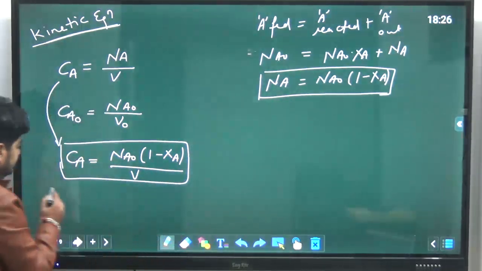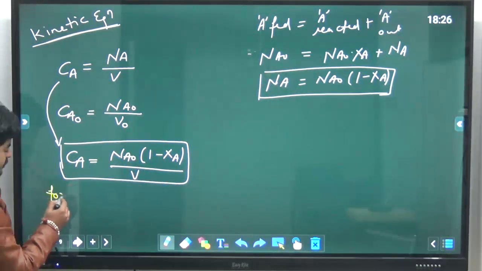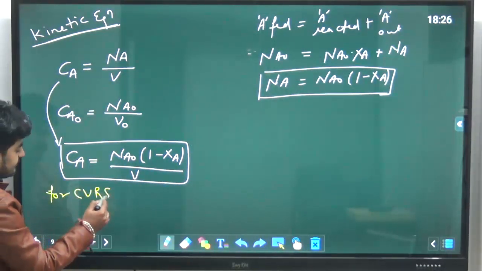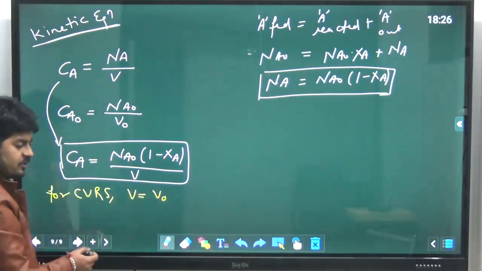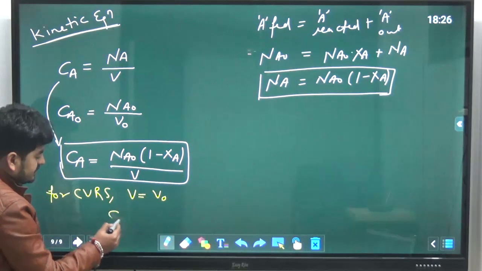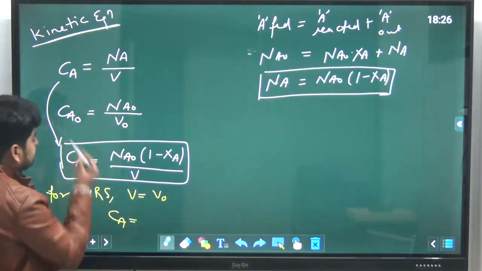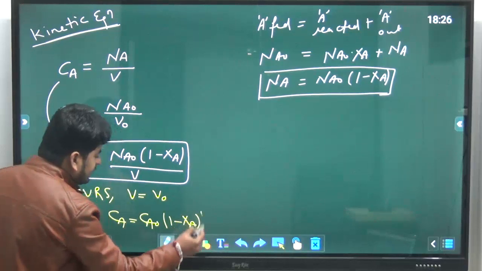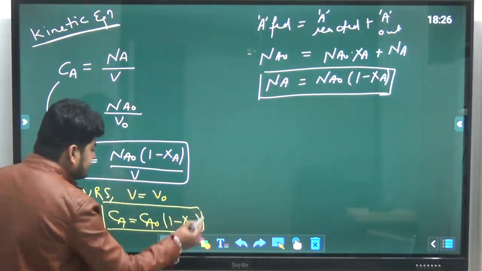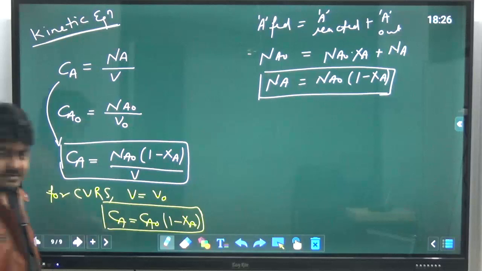Now, one thing which we know is that for a constant volume reaction system, the volume of reaction mixture at any time t will be the same as V naught. So Na naught over V naught can be written as Ca naught. So this is Ca in terms of conversion for a constant volume reaction system.